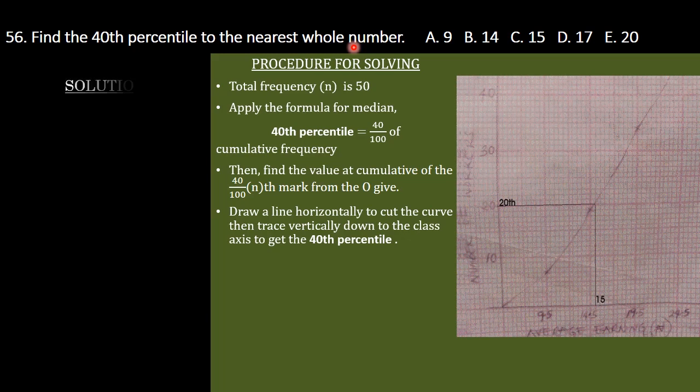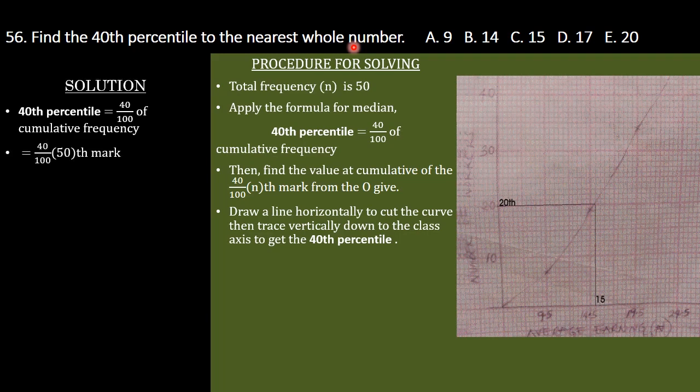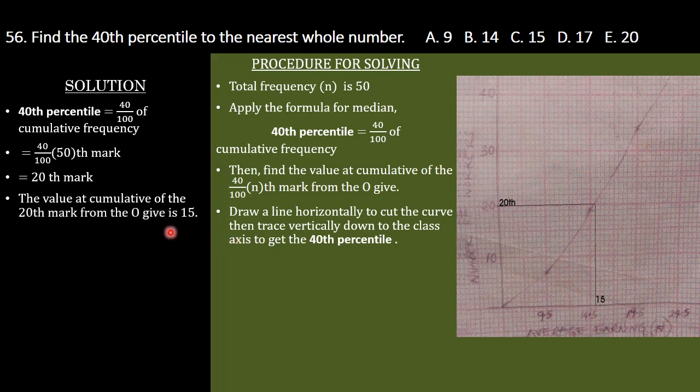40th percentile is equal to 40 over 100 of cumulative frequency, that is 40 over 100 multiplied by the level of cumulative frequency, that is 50. The 40th percentile is equal to the 20th mark. Let's trace to the 20th mark. Here is our 10, here is our 20. We are going to draw a line horizontally to cut the curve. Then trace vertically down to the class axis. We have 14.5 here, here will be 15. The value at cumulative of the 20th mark from the ogive is 15. Therefore, 40th percentile is equal to 15.